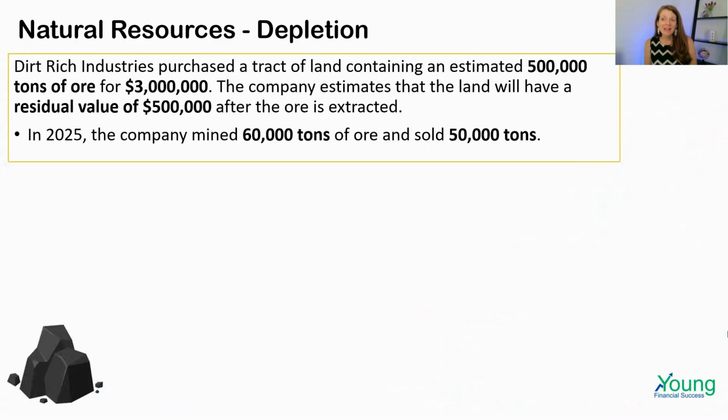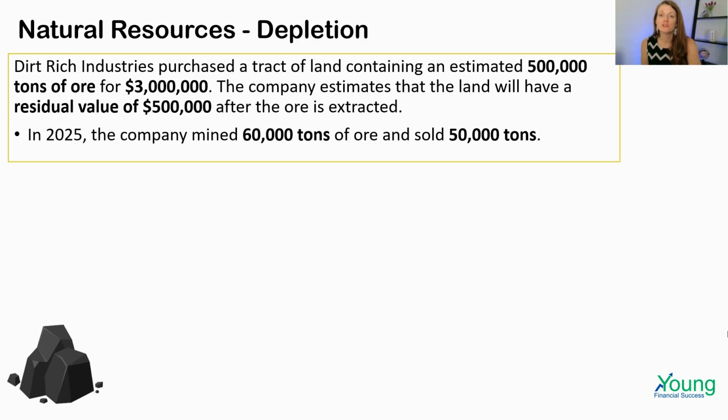So let's look at Dirt-Rich Industries. They purchased a tract of land with 500,000 tons of ore that's expected to be extracted. They purchased it for $3 million. The company estimates that the land will have residual value of $500,000. In 2025, the company mined 60,000 tons of ore and sold 50,000 tons. So let's pull out the important information.